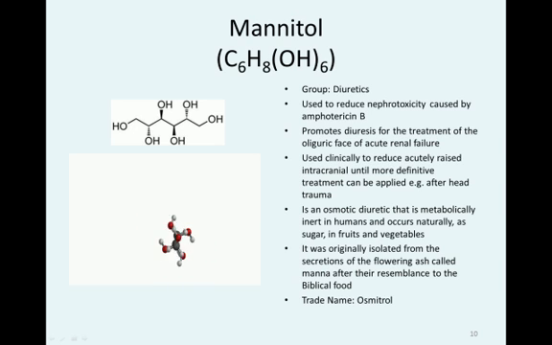Mannitol, group diuretics, promotes diuresis for the treatment of acute renal failure. It is an osmotic diuretic that is metabolically inert in humans and occurs naturally as sugar in fruits and vegetables. Trade name: Osmitrol.